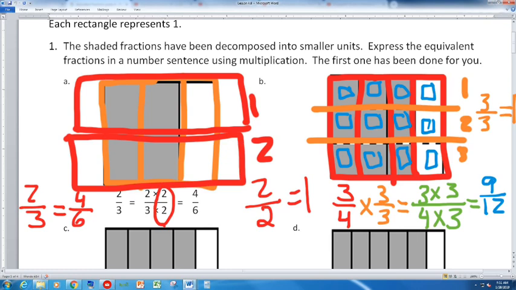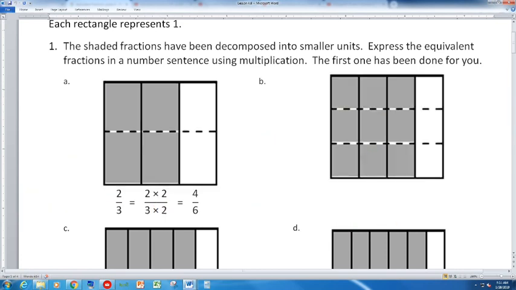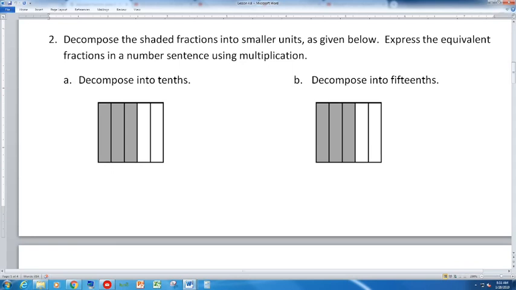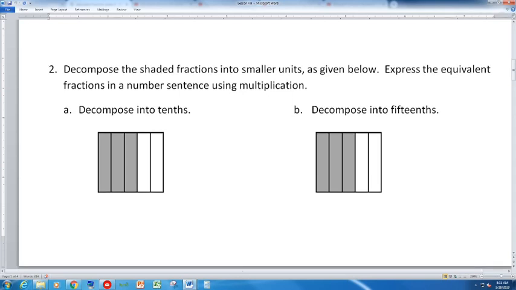Okay, so that's all we're really doing with this lesson. So as you look, we can see these are all the same. So we're going to go down to number 2 here. It says decompose into tenths and fifteenths. Now, when it says decompose into tenths, okay, we look at the word that's inside of it. This says tenths, so the number 10 is in there. Fifteenths, 15.